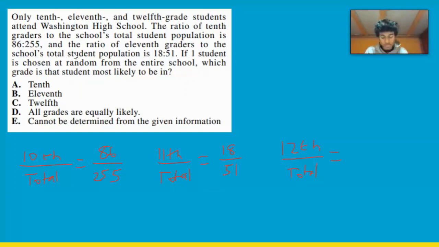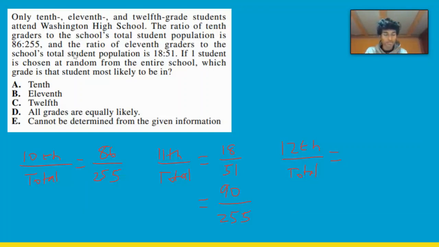Okay, so first, to accurately compare our first two ratios, we need to have the same denominator, right? Because we can't compare 86 over 255 to 18 over 51. So if we multiply the numerator and denominator of our 11th grade ratio by 5, we get 90 over 255. So now we can compare 86 over 255 to 90 over 255. So we know that if there are 255 students at the school, 86 will be 10th graders, 90 will be 11th graders.